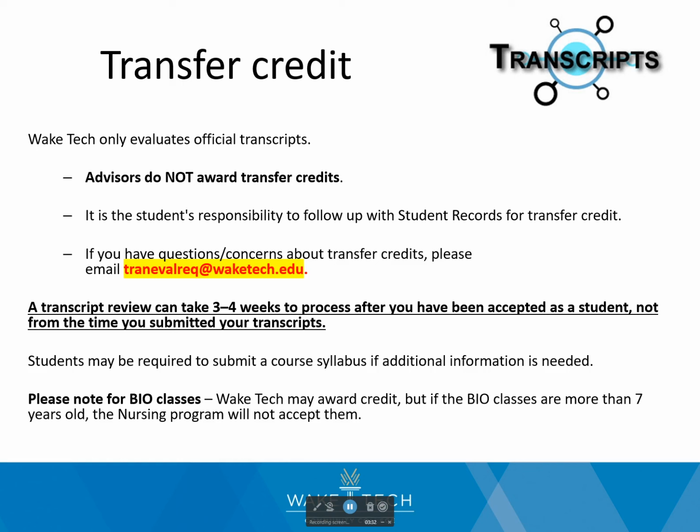The one thing to note is Wake Tech is going to evaluate your transcripts. If they see Anatomy and Physiology 1 and 2, they are going to award credit for that. However, for the nursing program, they are only going to accept the credit if the bio courses have been completed within the past 7 years. If they are more than 7 years old, you will have to repeat those courses.